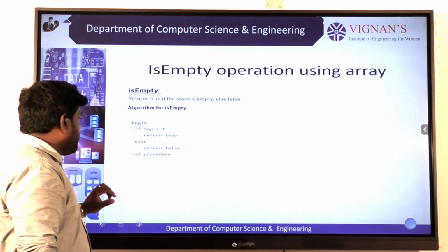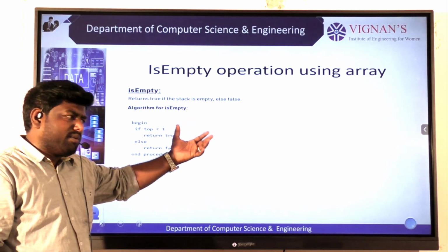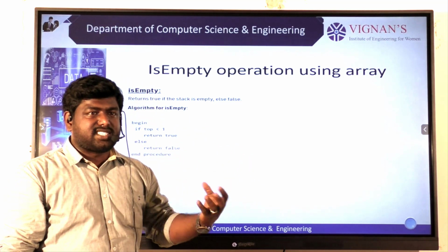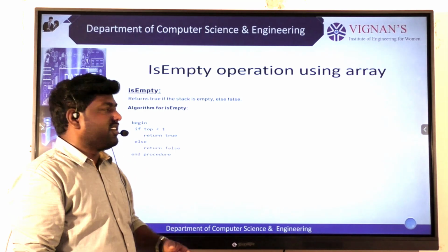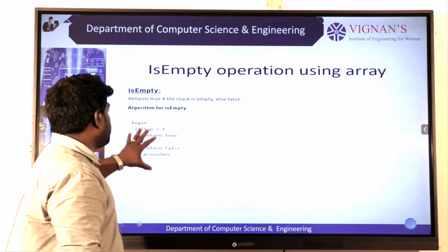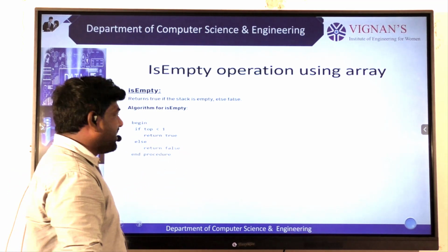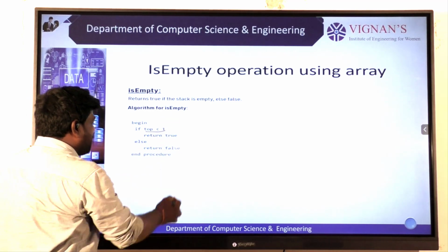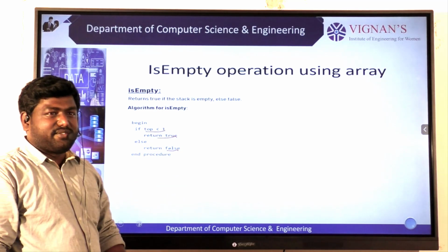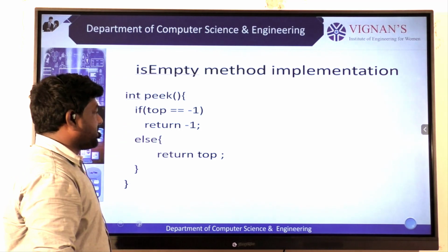Clear? And next is isEmpty, which is an extra one, and we can implement more like this. If you want to know the stack status, whether the stack is empty or not, we implement the isEmpty function, which returns whether the stack is empty or not. If top is less than 1, we are returning true. Otherwise, we are returning false. This is the function.